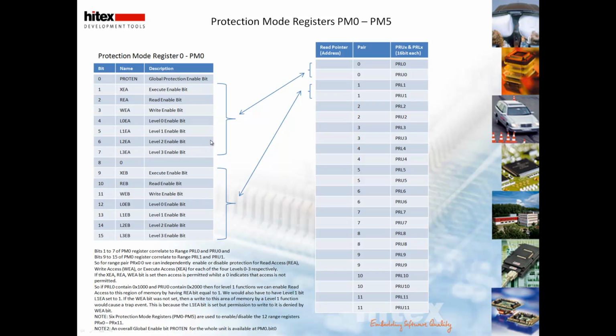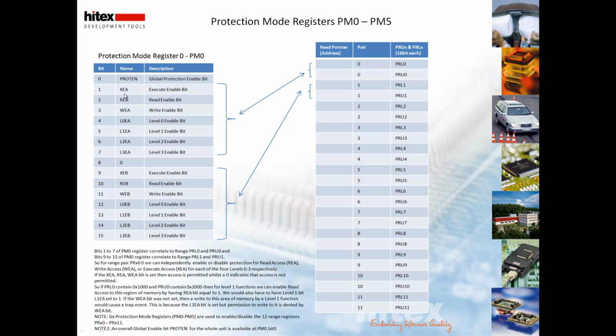So if you look at the way the bits are enabled, bit 0 of PM0 is special. This is the global protection enable bit, and this is the enable bit, if you like, for the whole of the memory protection unit. It's not duplicated in PM1 through to PM5. In those registers it's actually 0. So that bit is special for PM0.